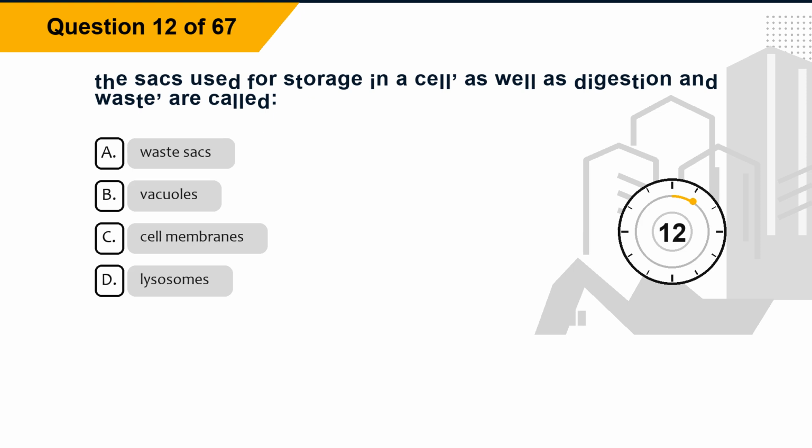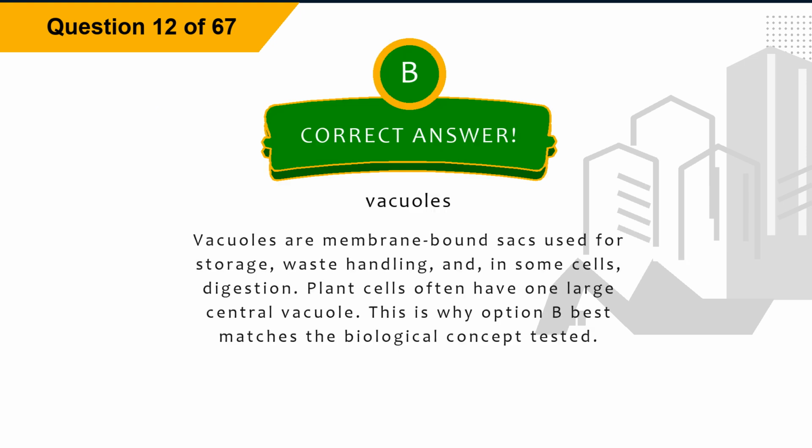Question 12. The sacs used for storage in a cell, as well as digestion and waste, are called. Option A, waste sacs. Option B, vacuoles. Option C, cell membranes. Option D, lysosomes. The correct answer is option B, vacuoles.